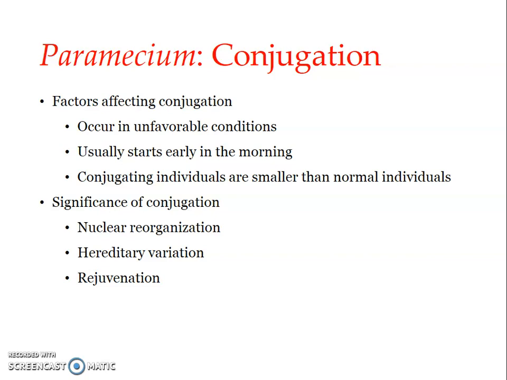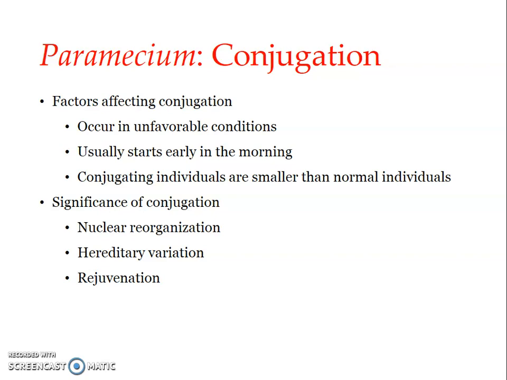So we can see that it occurs in those individuals which must have passed through a very huge number of asexual generations, and then they become sexually mature to conjugate. So only those individuals which may have undergone a continuous series of asexual reproduction may become sexually mature to conjugate. Okay, so those are the factors or conditions which are required for the process of conjugation to happen in Paramecium.